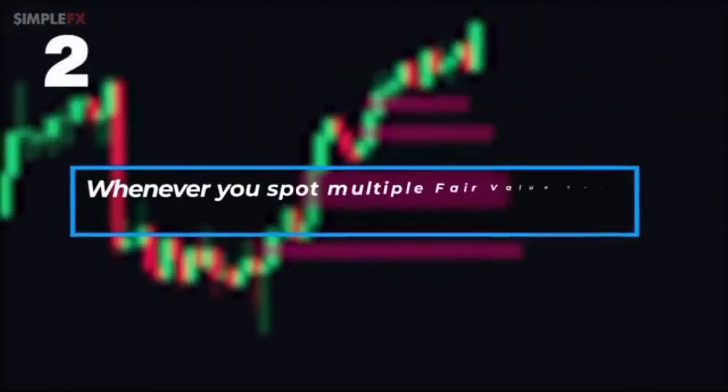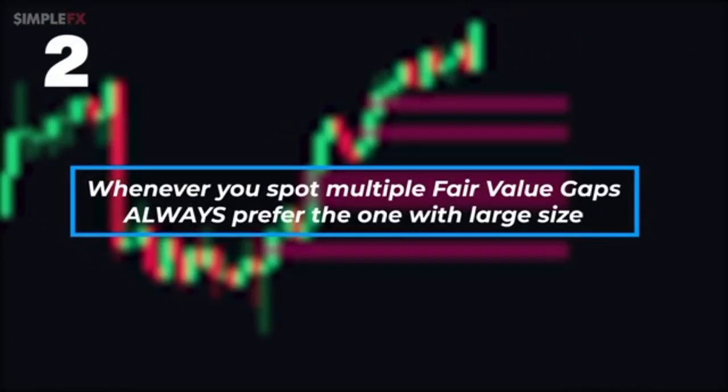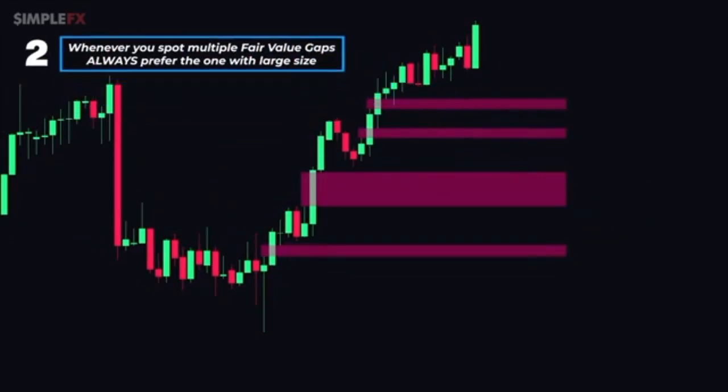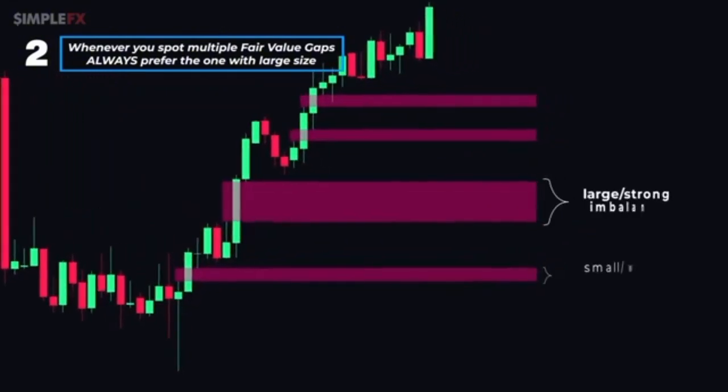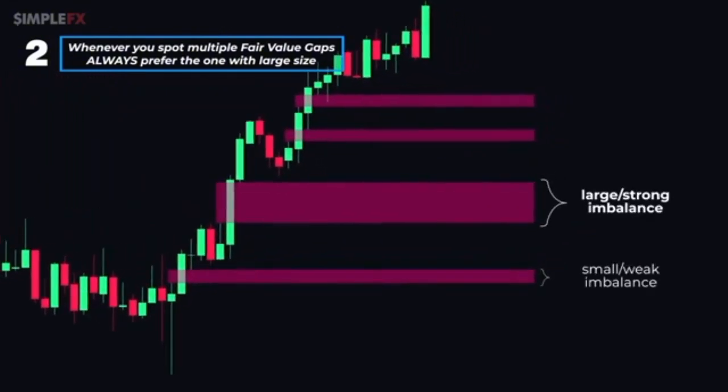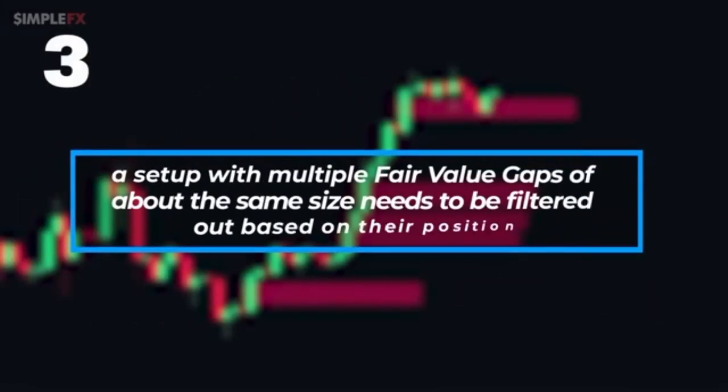Number 2. Whenever you spot multiple fair value gaps on one setup, such as this example, always prefer the ones with large size. Larger fair value gaps, such as this one, almost always work better compared to smaller ones, because they represent a stronger imbalance between buyers and sellers. This means they are more likely to act as stronger areas of support or resistance. Moving on to number 3.